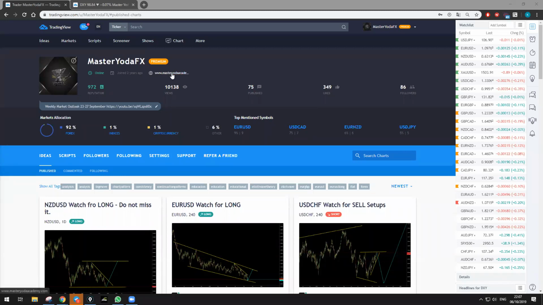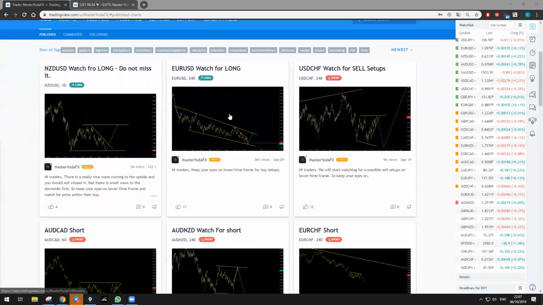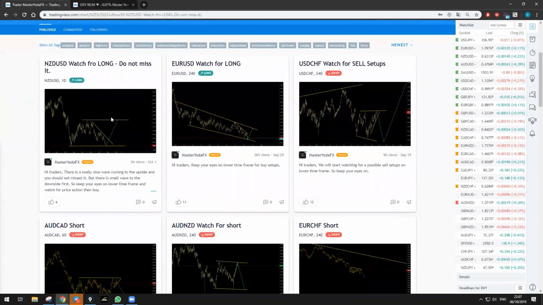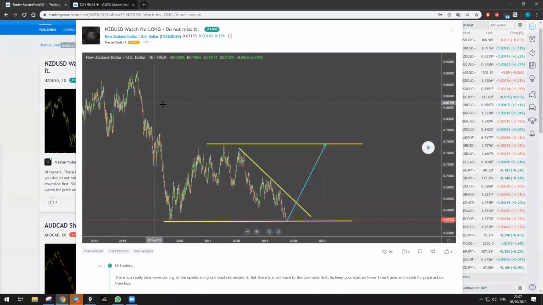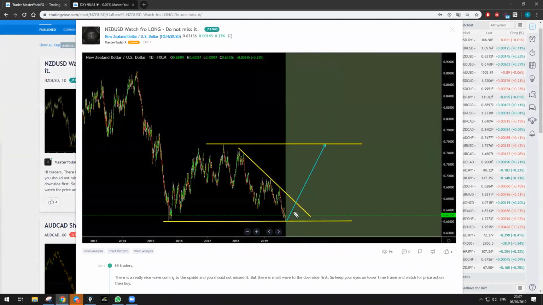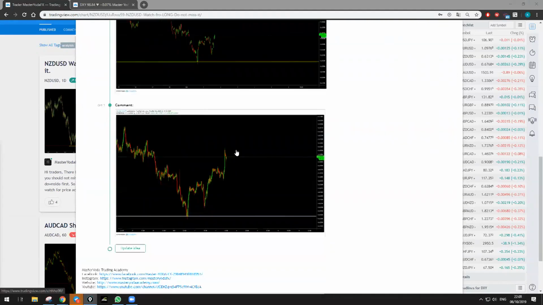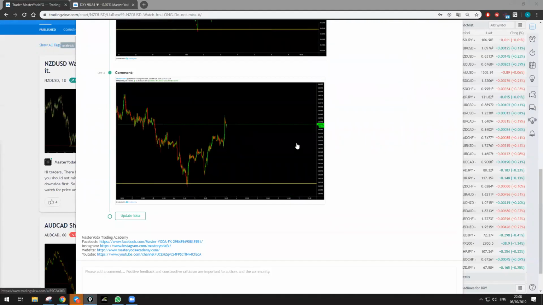So let's start. Here on TradingView I also posted some setups which you can actually trade. There is New Zealand USD, as you can see, which was posted the previous week. The wave has already started. If you catch it, you could catch it from the bottom on a lower time frame. If you didn't, wait for the correction and then you will catch that continuation.